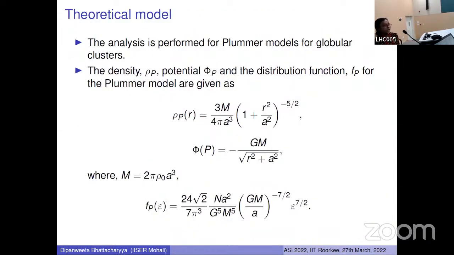So to form our model, we are considering this Plummer density profile for globular clusters, which is quite a common profile to take. And these are the parameters which we are considering here, where the density, potential, and the distribution functions of the Plummer model are given here. A is the Plummer scale length, and rho 0 is the central density.